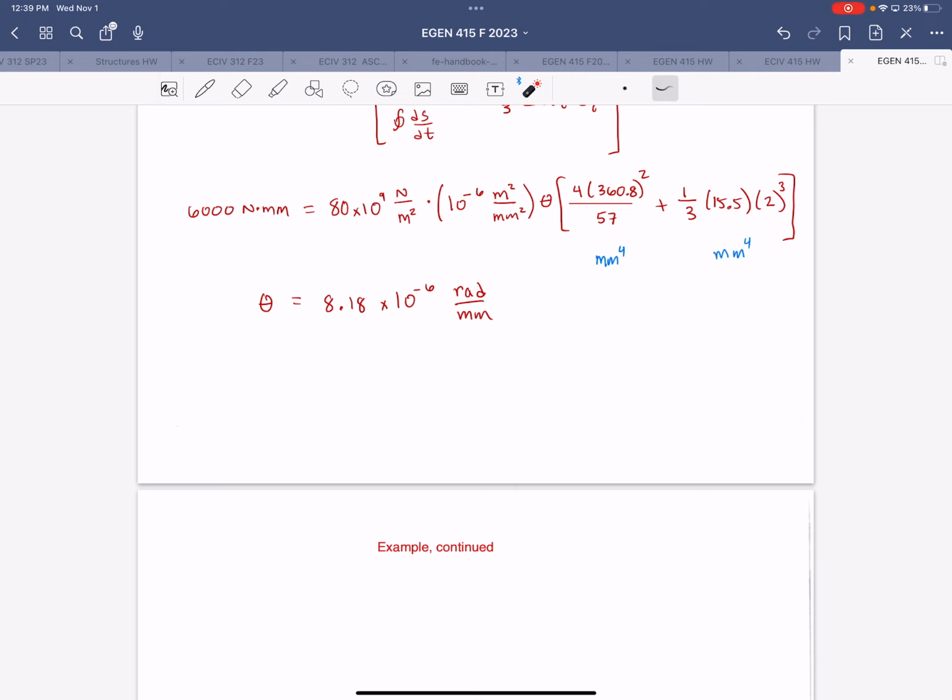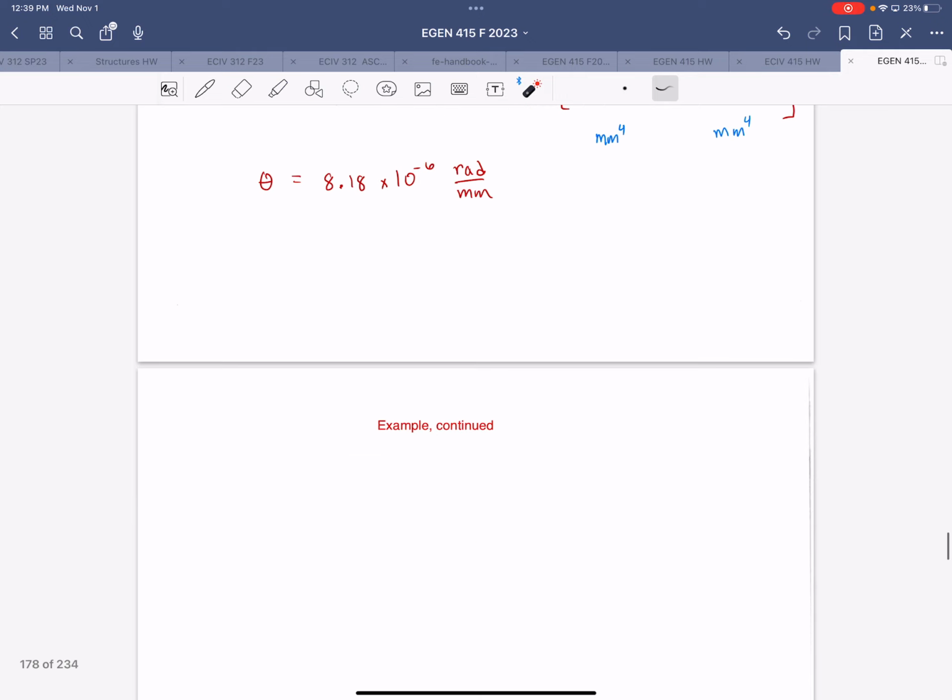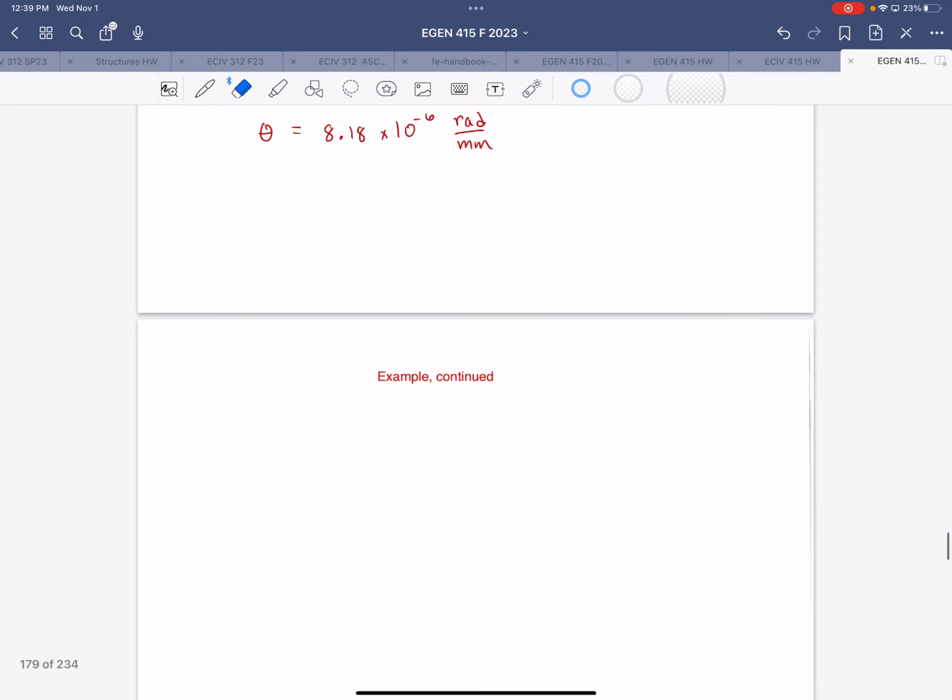I think that's correct. Trying to find the example here. All right, so now that we know theta, the twist rate, we can find the torque in each segment.